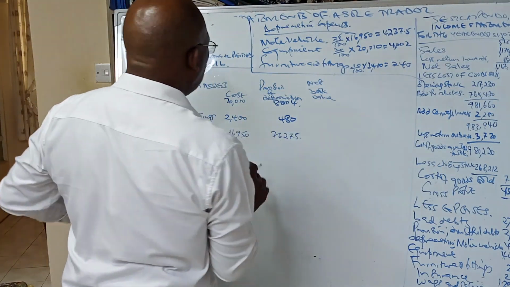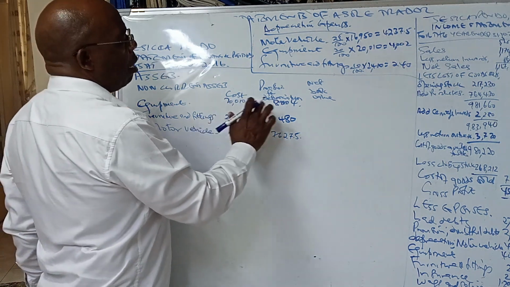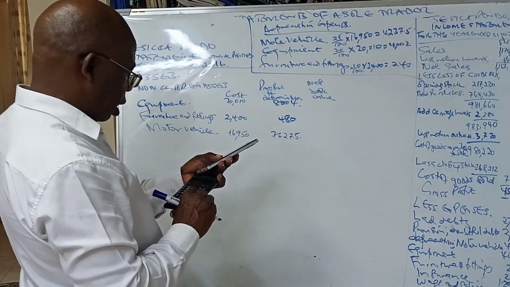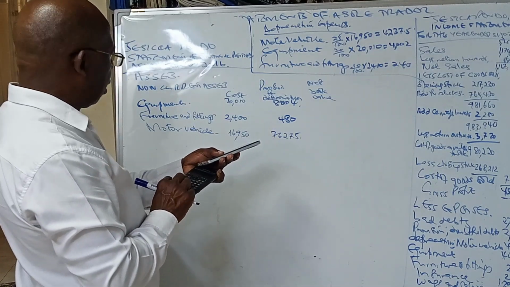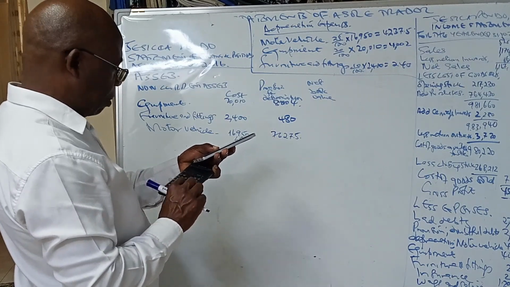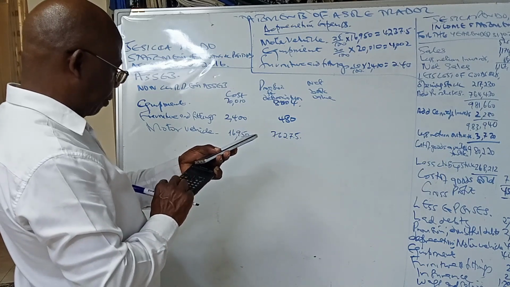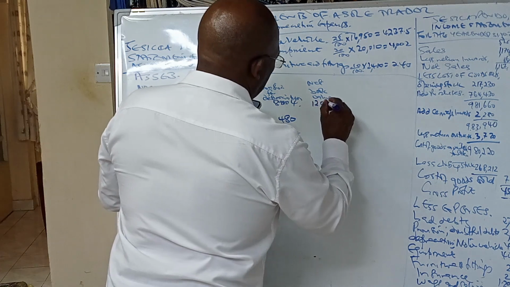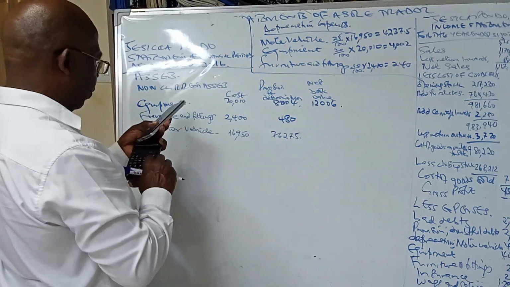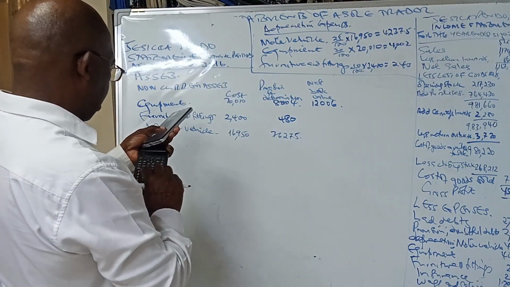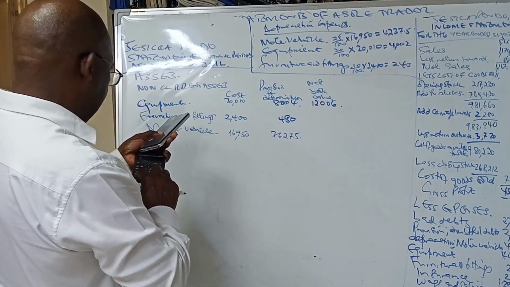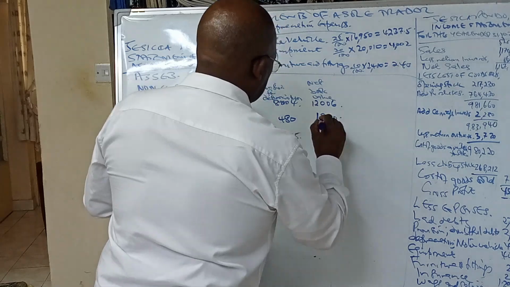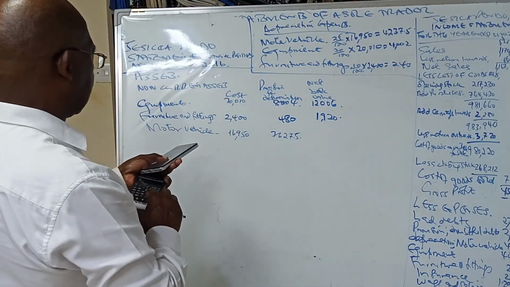Now, once you get the original purchase cost of the asset minus the accumulated depreciation, you get the net book value of the asset. So 20,010 minus 8,004, you get 12,006. The same thing we do there: 2,400 minus 480, you get 1920.